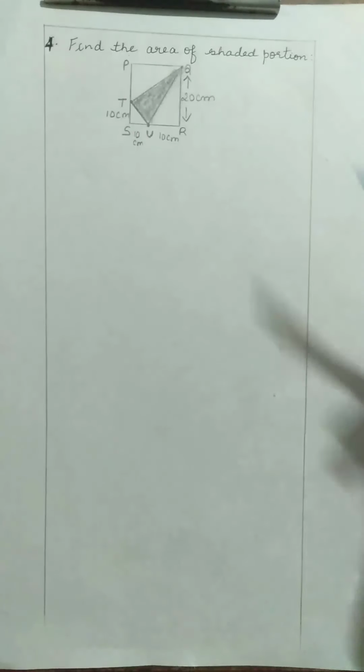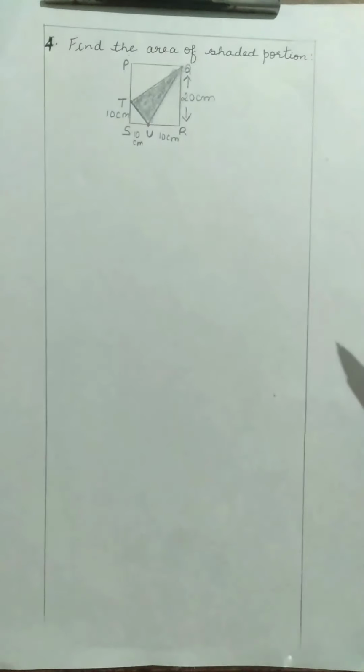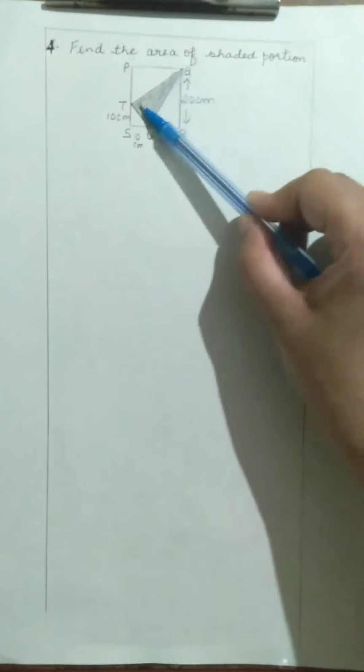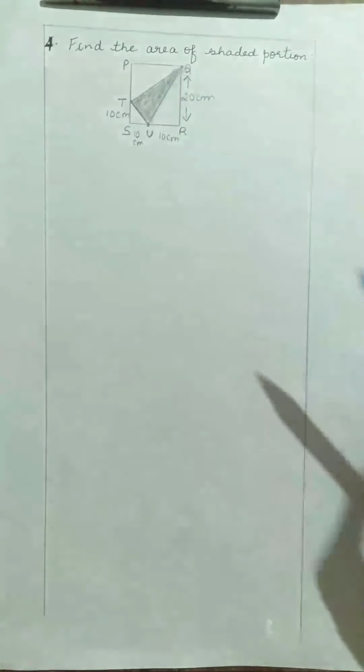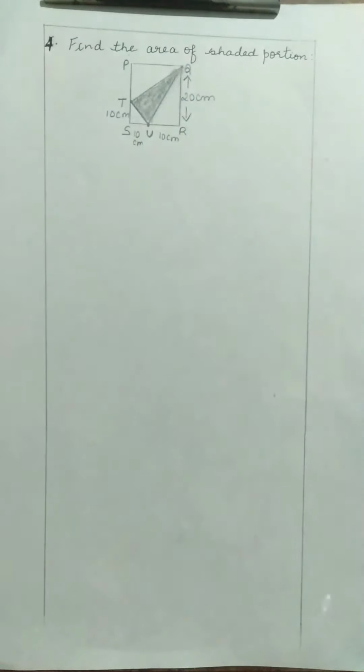Now we shall move on to the fourth question, children. Find the area of the shaded portion. So here you can see that a shaded portion is given. This shaded portion represents the triangle TQU. So we need to find out the area of the shaded region. In order to find this area, we need to find out the areas of the square and the remaining triangles.